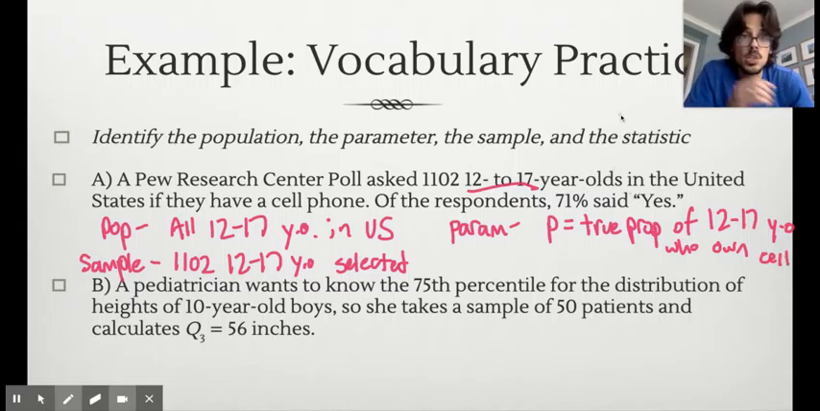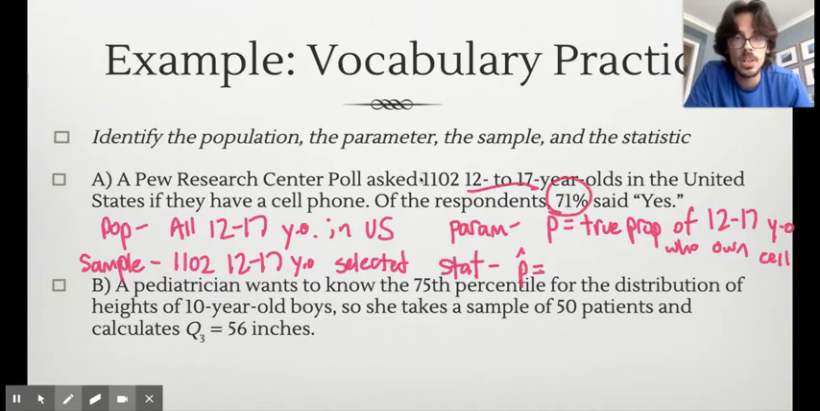Okay? So it's the actual percent in all of America who own a cell phone. That's p. And then we have our statistic. So our statistic in this problem is going to be p hat, which is our value, actually, that they gave to us in this problem. This 71% applies to the 1102 kids who were in the study. So p hat is 0.71. It's our percent from the sample.